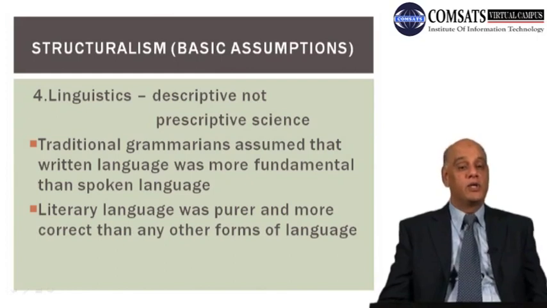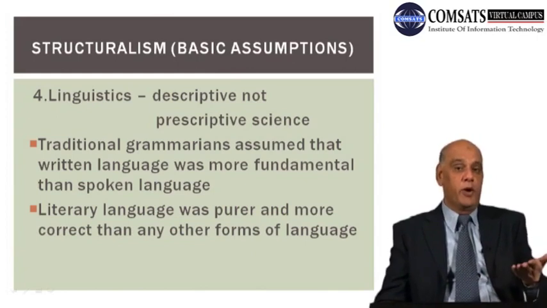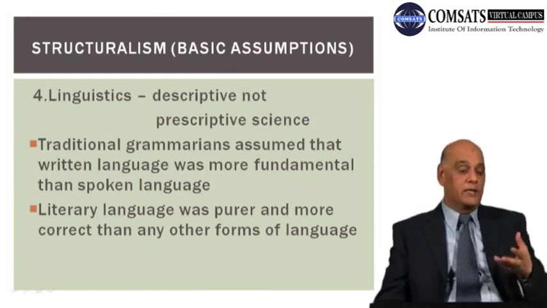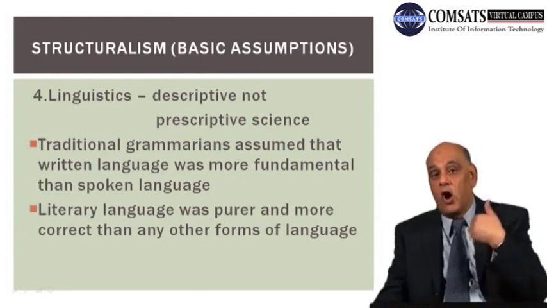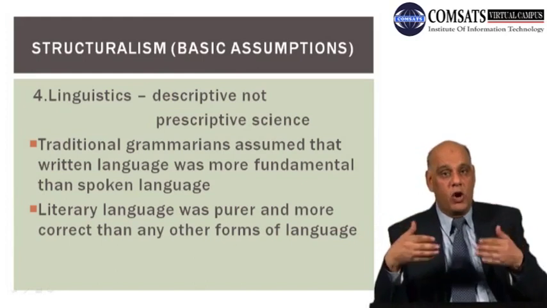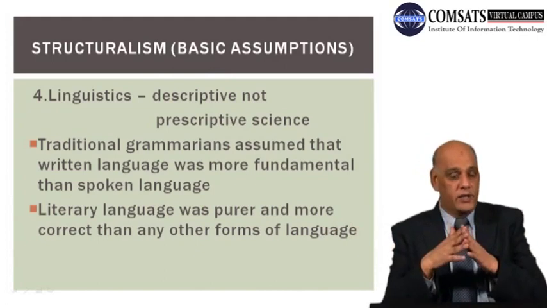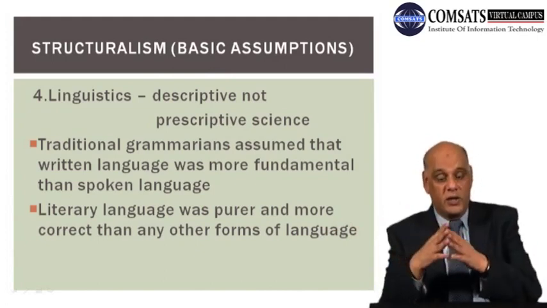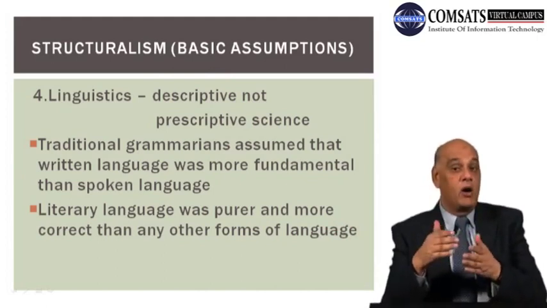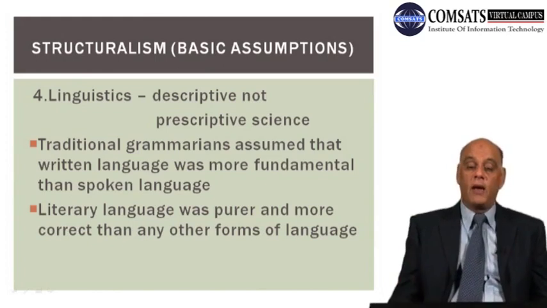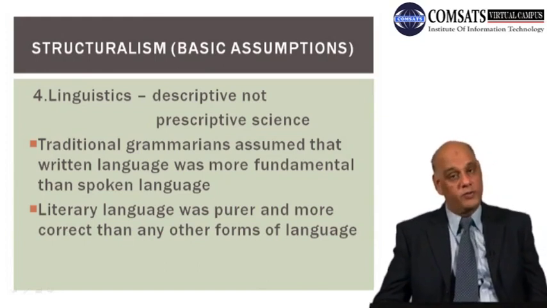They even had a language, literary language, the language used in literature, the language used in poetry, in the novels, in the plays. They said this language is sacred. This language is pure. We must not make it impure. We must not contaminate the language by bringing words from the other ages, bringing words from the other languages. Language is pure and it belongs to that very time and it belongs to that very area. So literary language, they said, was purer and more correct than any other forms of language.